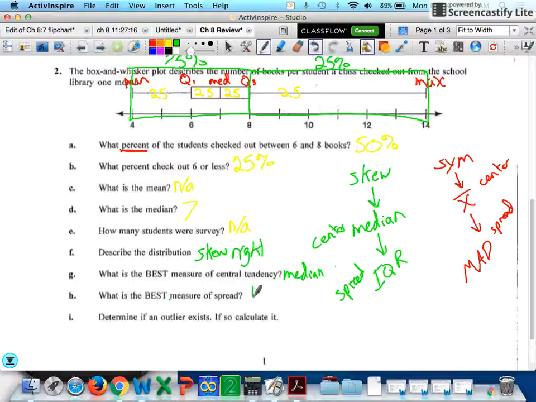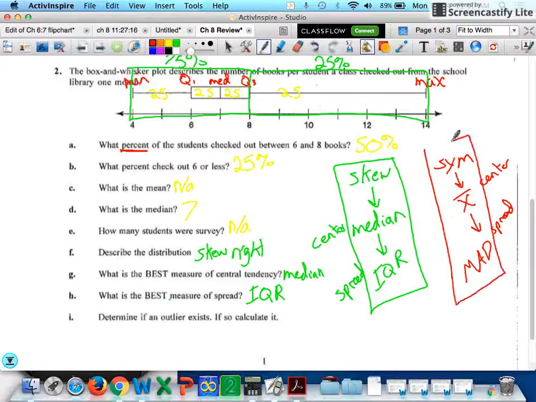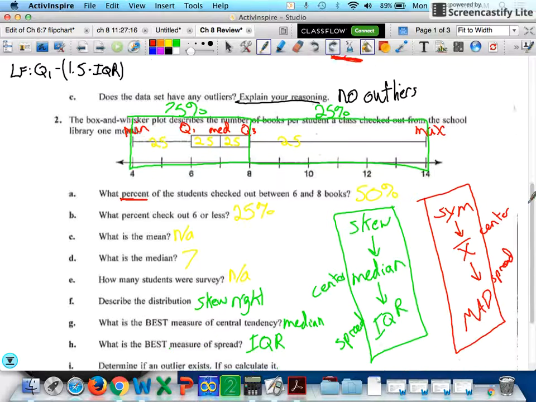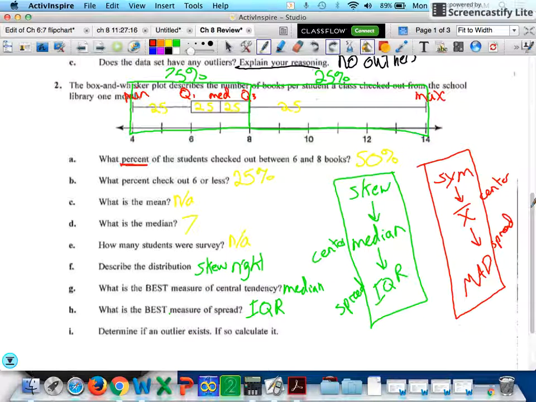My measure of spread needs to be IQR. These 3 things go hand in hand, and these 3 things go hand in hand. Okay? Determine if an outlier exists. If so, calculate it. Outliers are justified by fences. So we have to figure out what our upper and lower fences are.